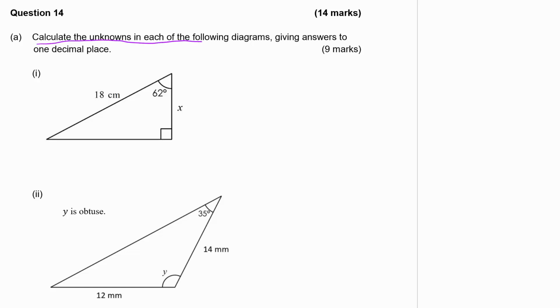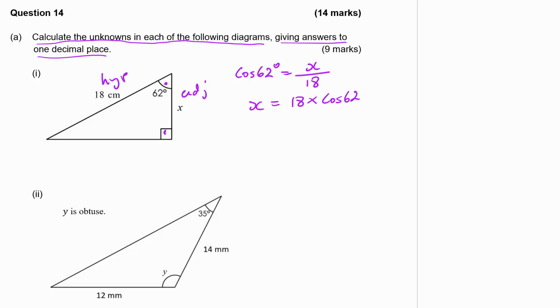Calculate the unknowns in each of the following diagrams, giving answers to one decimal place. So with the first one, with the right angled triangle and the angle here, this one is the adjacent, this one is the hypotenuse, telling us we're using the cosine. So the cosine of 62 degrees is equal to the adjacent divided by the hypotenuse. And so x is going to be 18 times cos 62 degrees.